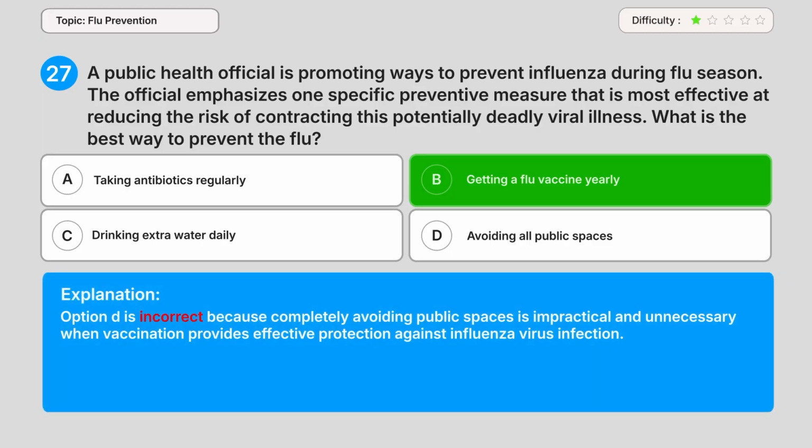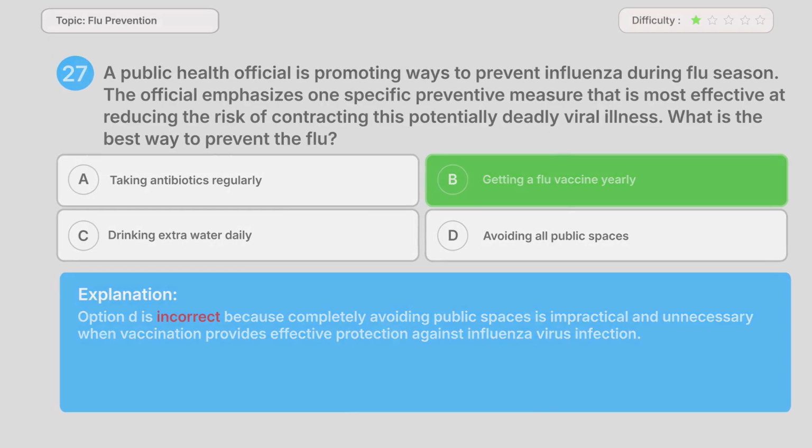Option D is incorrect because completely avoiding public spaces is impractical and unnecessary when vaccination provides effective protection against influenza virus infection. What's the best way to prevent the flu? Getting a flu vaccine yearly.